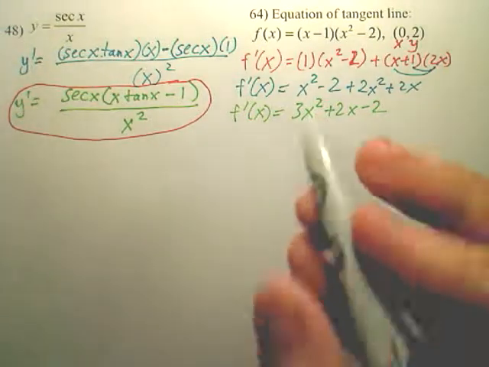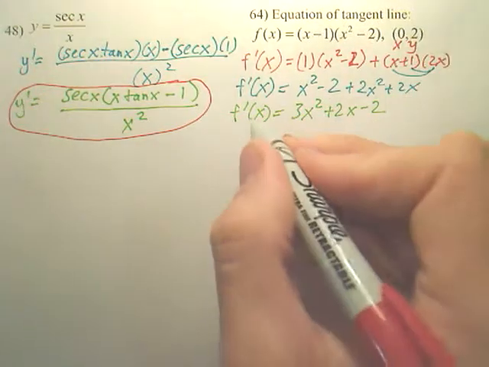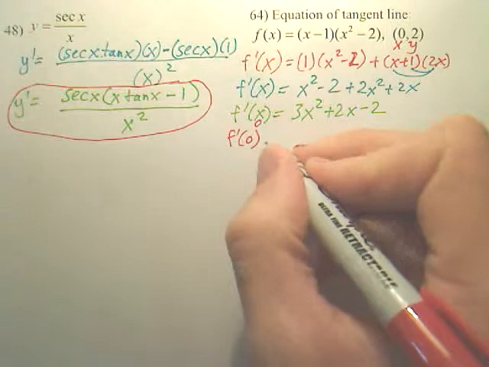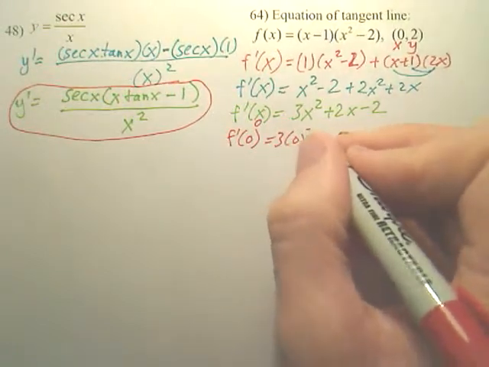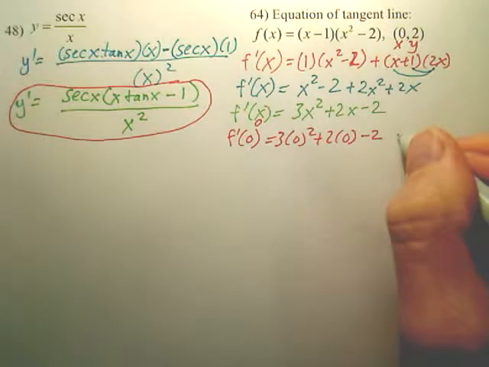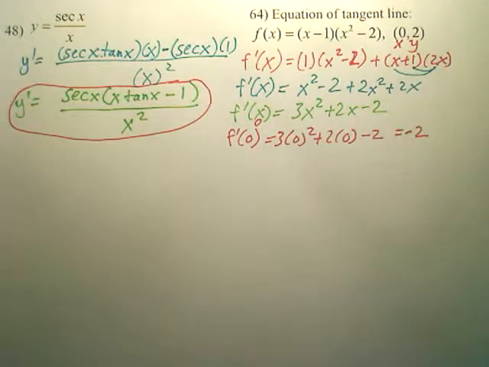Now how do we find out the slope at 0? Because we want the equation of the tangent line. You simply plug 0 right here. So f prime 0 looks like it's going to be 3 times 0 squared plus 2 times 0 minus 2. So it's negative 2. So my slope is negative 2.